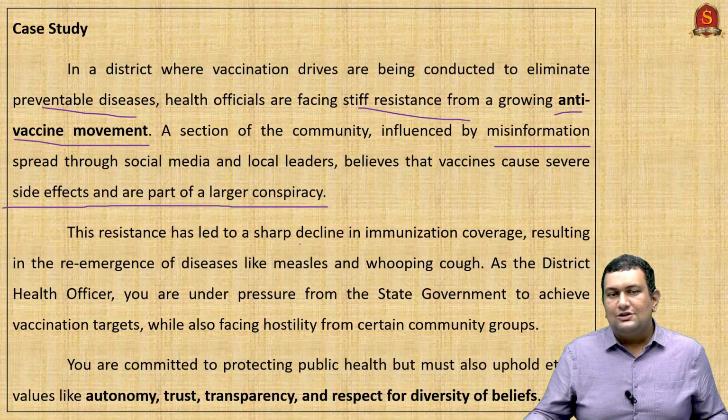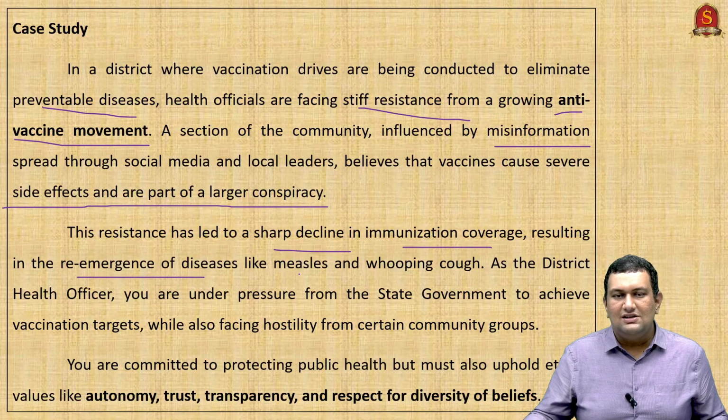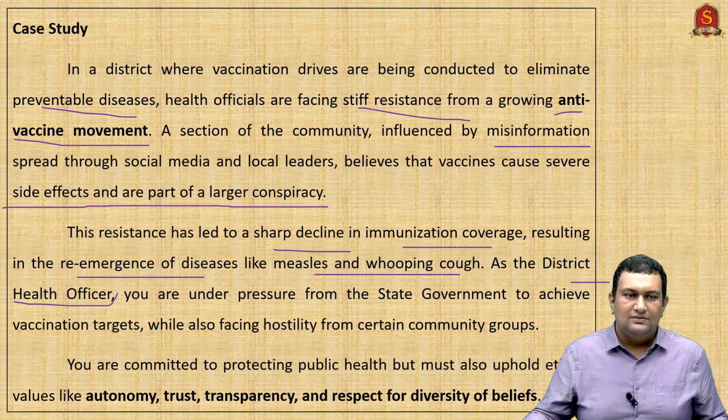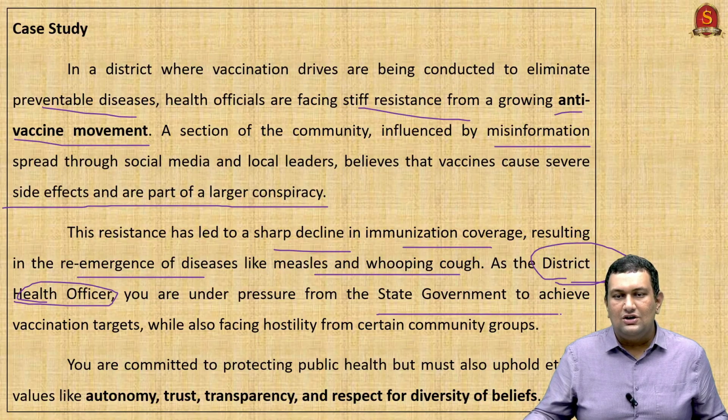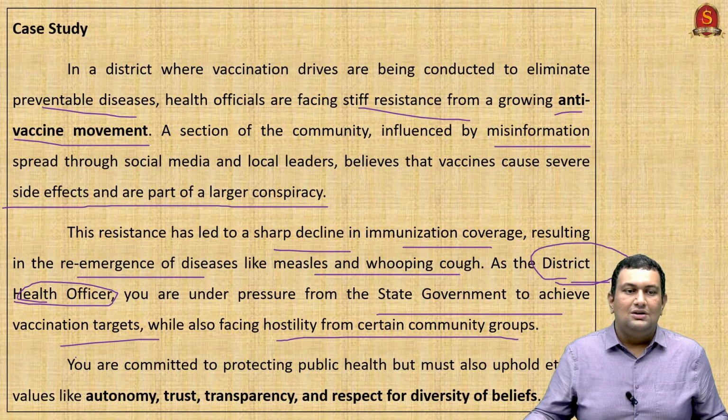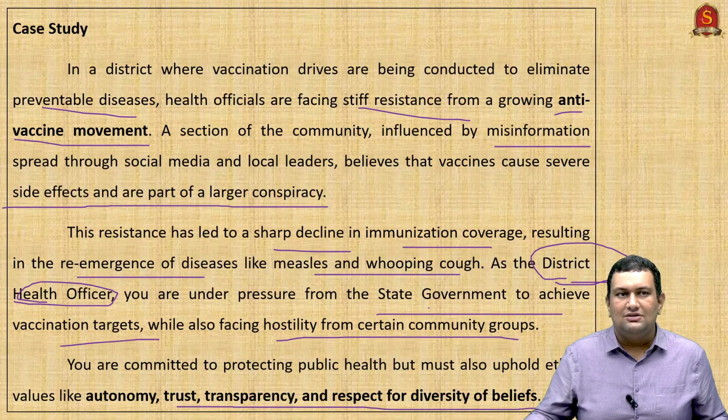The resistance has led to a sharp decline in immunization coverage, resulting in the re-emergence of diseases like measles and whooping cough. As a district health officer, this is important because you need to know what role you are assuming. You are under pressure from the state government to achieve the vaccination targets while also facing hostility from certain community groups. You are committed to protecting public health but also uphold ethical values like autonomy, trust, transparency, and respect for diversity of beliefs.